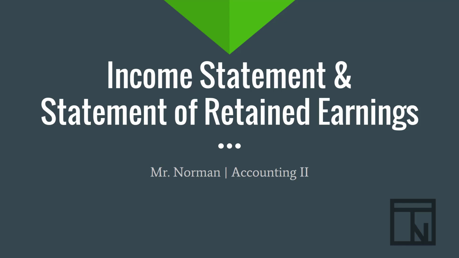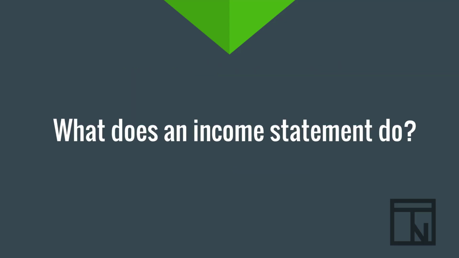Now that we've finished going over the adjusted trial balances, we're ready to begin building the financial statements. Most corporations have 4 different financial statements that they use to show their information to their stakeholders. We're going to be looking at 3 of them. The first ones are the income statement and the statement of retained earnings, and we'll look at those in this video today. Let's begin with the income statement.